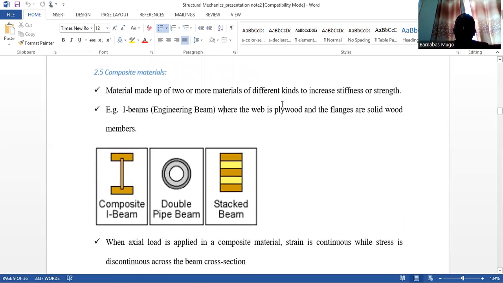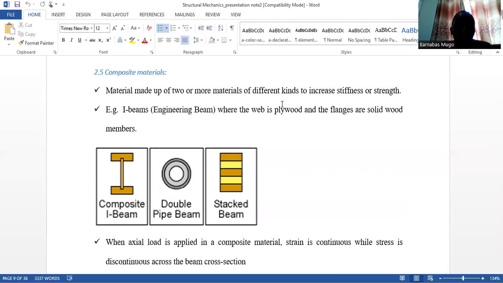So today I want us to look at the composite material. And when we are looking at the composite material, this is material that is made up of two or more different types of materials. And the purpose of this is to increase the stiffness or the strength of that material.